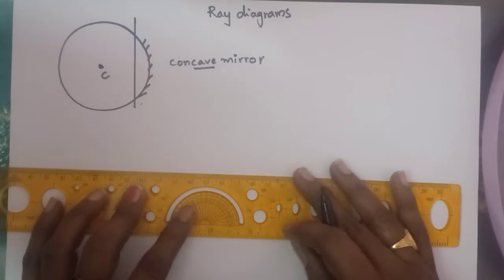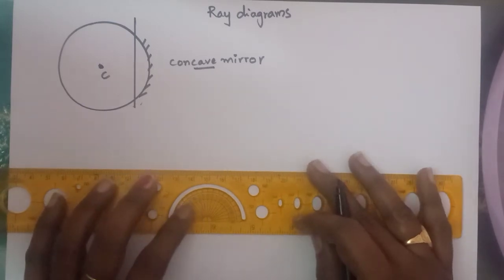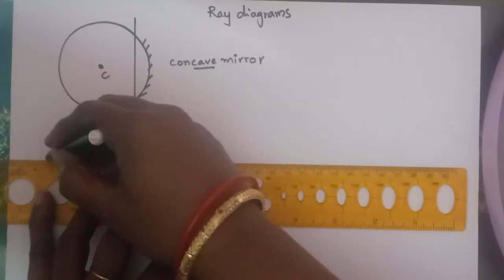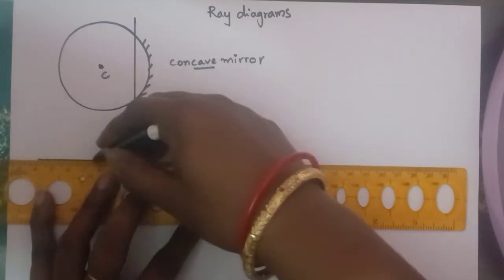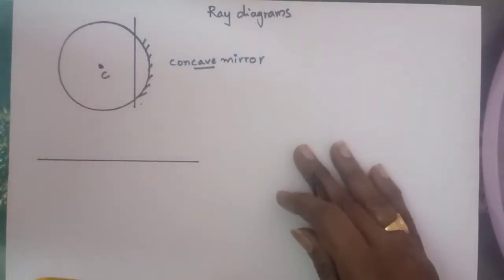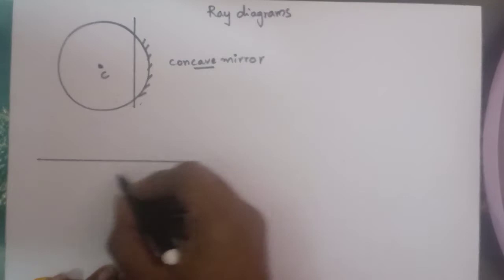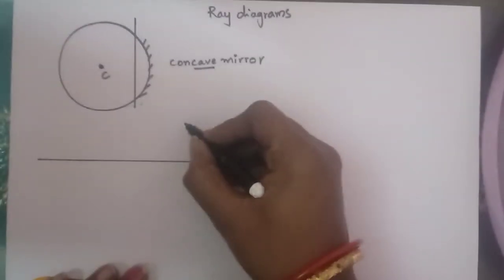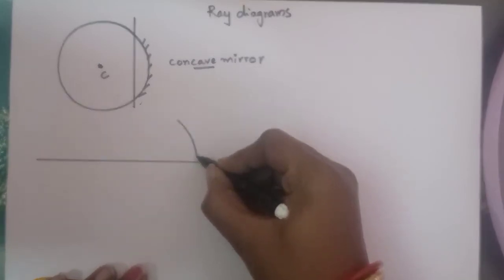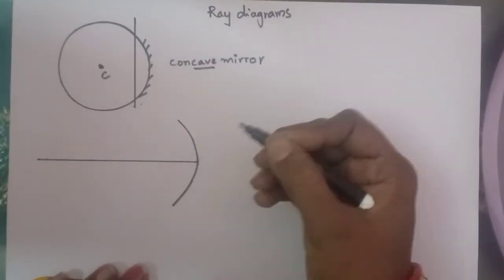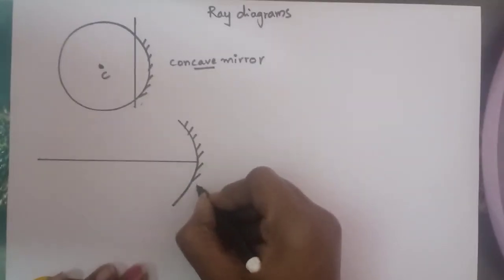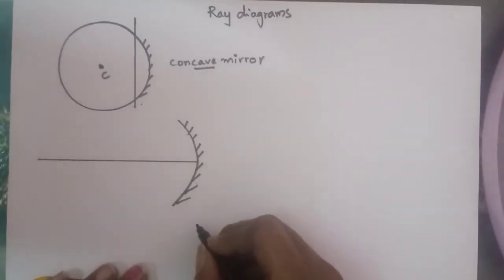Now, an important thing required to draw a ray diagram is the principal axis. What is a principal axis? I will tell you. First, draw a line for any ray diagram. Then we need to draw a curve for the reflecting surface. This is the reflecting surface, which is called a concave mirror.